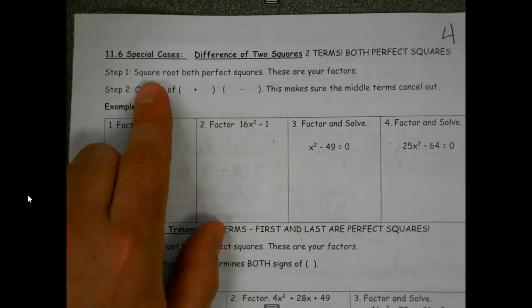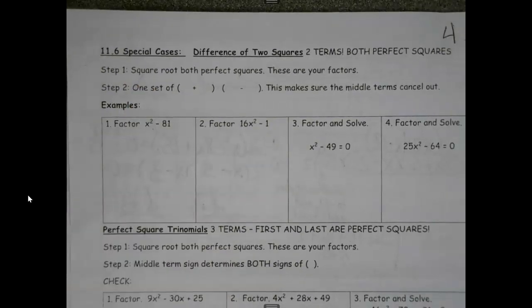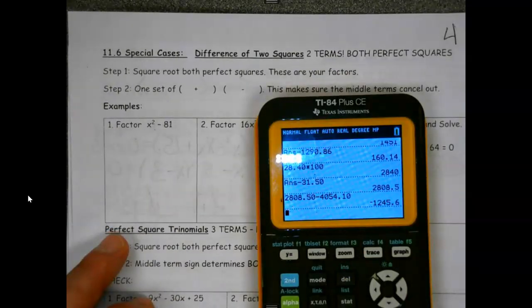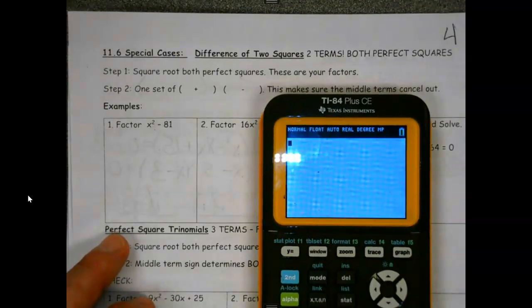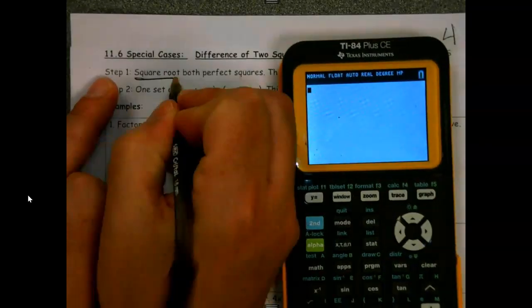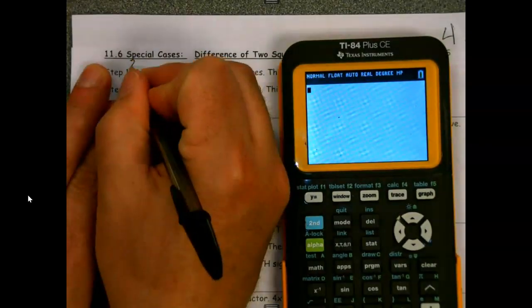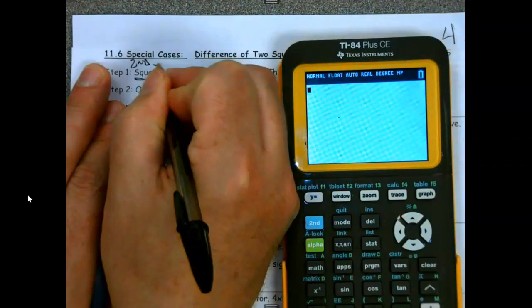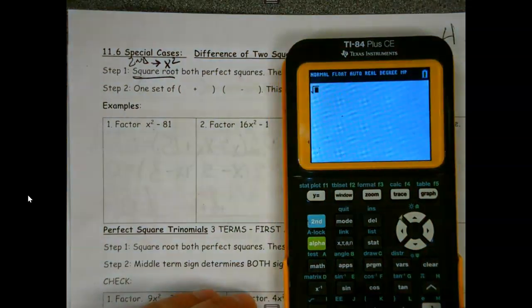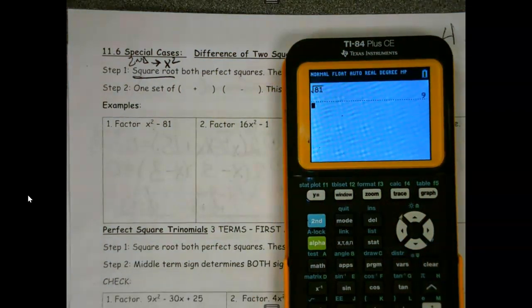I can either take the square root of the square, or I could use my calculator instead. Again, square root, if you're going to go to the calculator, is second, and x squared will get my square root. I could do it that way too.